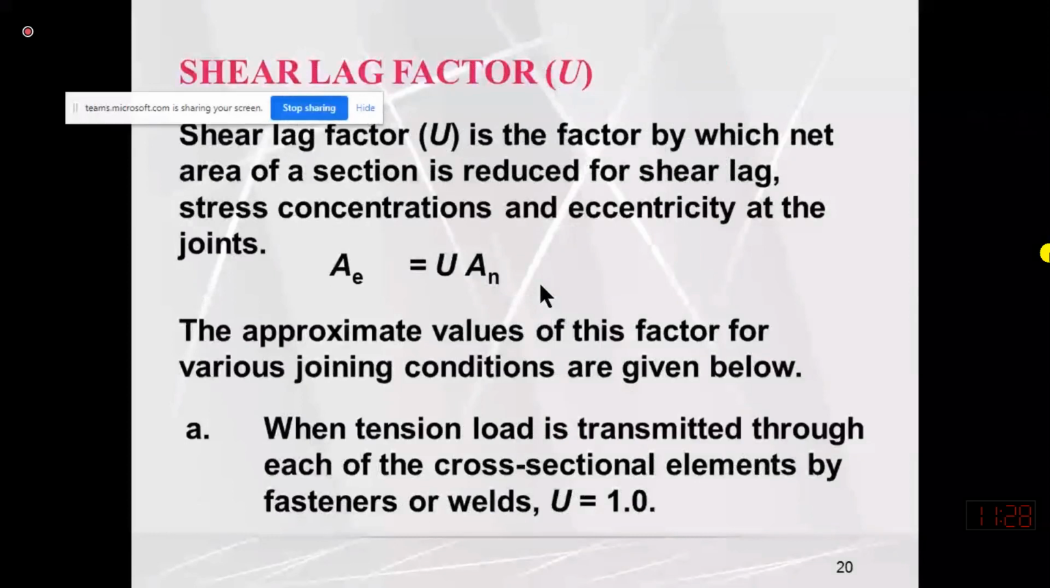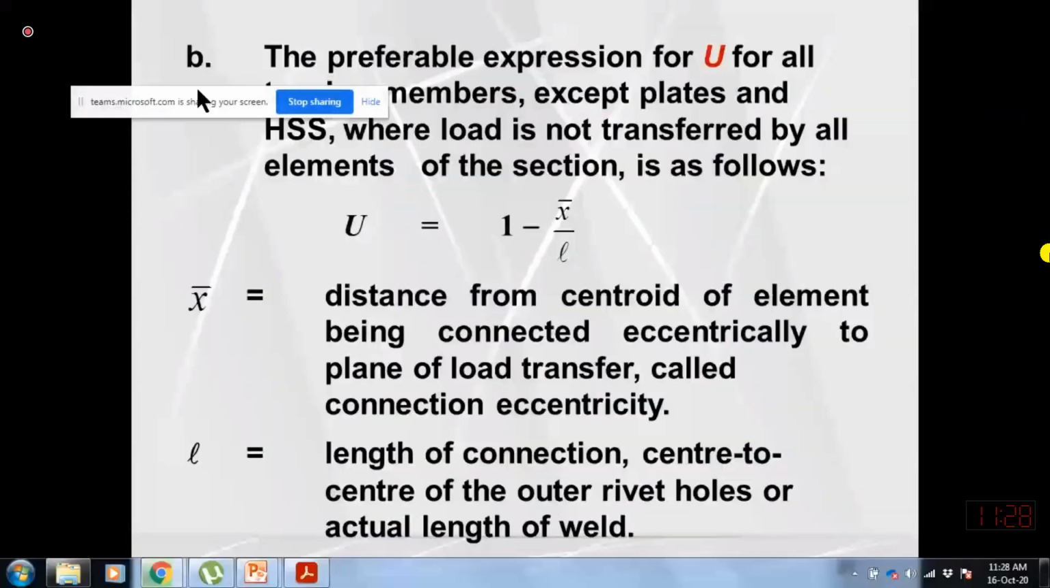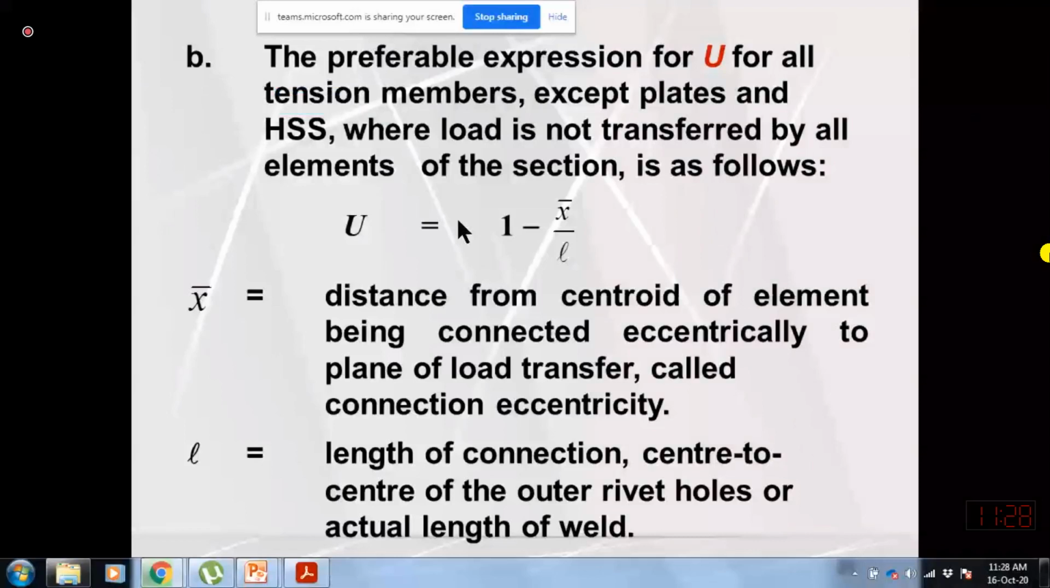But in all other cases, we have to compute shear lag factor by this equation. This shear lag factor is also referred to as the efficiency of the plate. So U is equal to 1 minus x bar over L. We can compute shear lag factor by this simple equation. It means that this factor is being subtracted from 1, so this value will always be less than 1. So what is x bar and what is the length?